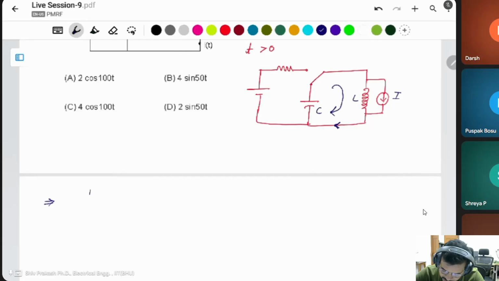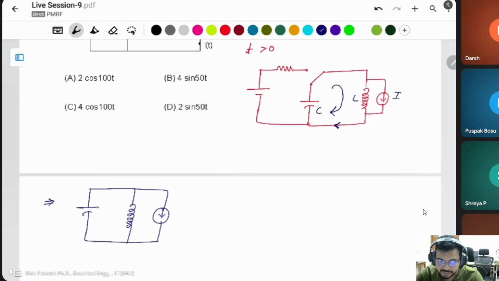Simply make the circuit like that: a capacitor, an inductor and a current source. Apply the Laplace transform to this. The capacitor is 1/Cs. The inductor behaves like an inductance Ls, and the initial condition is Is by S. The Laplace of this circuit is showing like that.